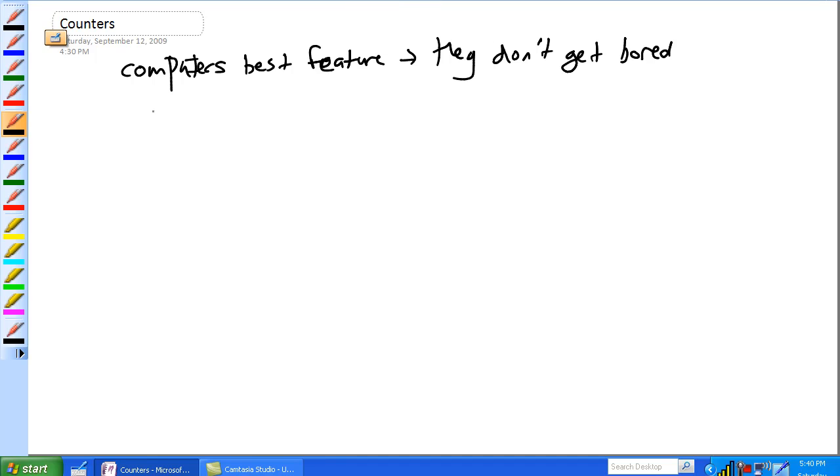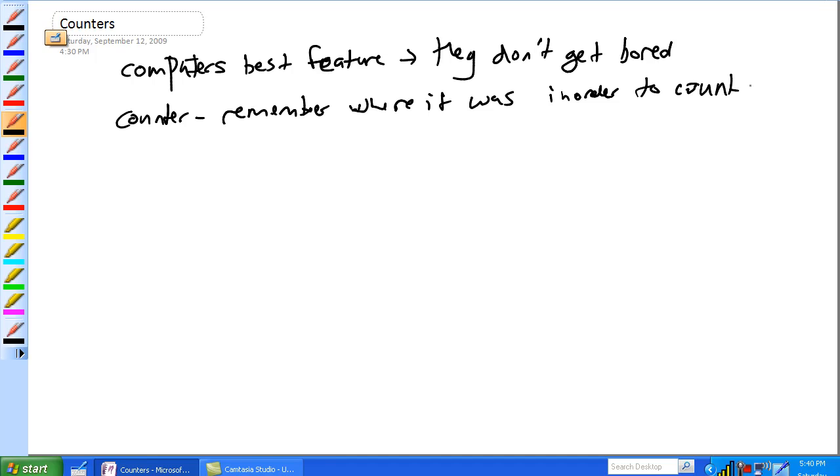And basically, a counter, if you think about it, has got to remember where it was in order to count. So the keyword is remember. So what do you use for memory? Flip-flops, registers, basically data storage. No use in being like 1, 2, potato. Oh damn, I forgot where I am. So it's got to remember where it is, okay?